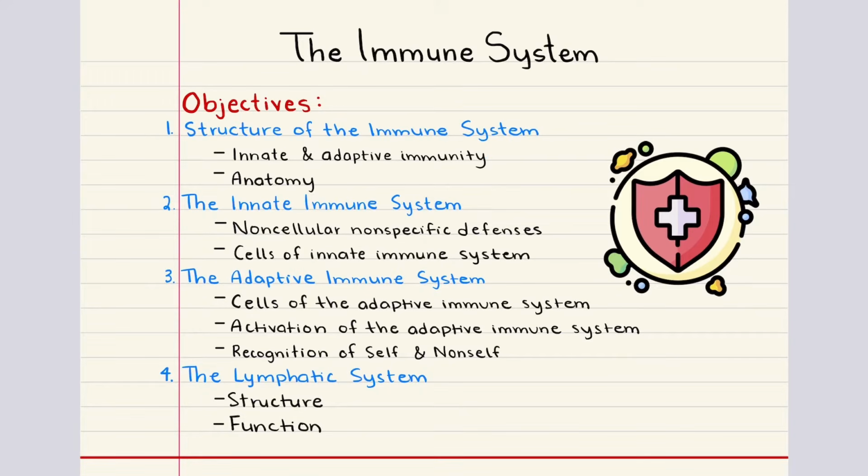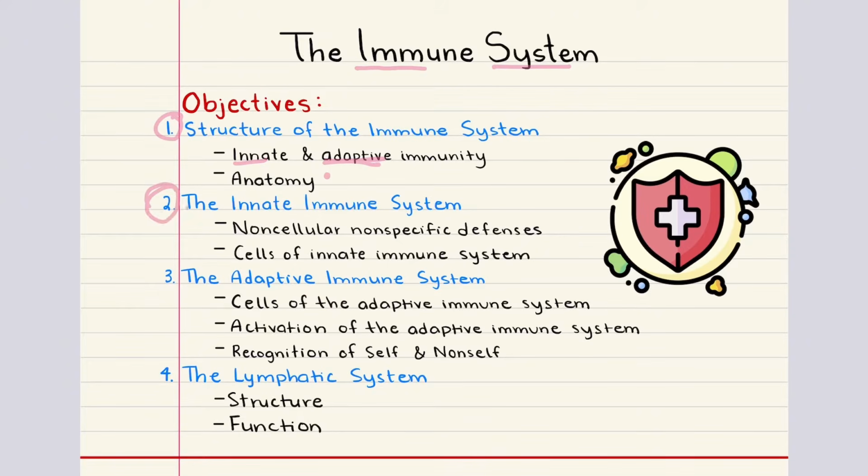Today we're going to cover Chapter 8 for our MCAT Biology playlist, and this chapter is titled The Immune System. Here we're going to cover the following objectives. First, we're going to look at the structure of the immune system. We're going to discuss the two main branches. The first is innate immunity, which is your body's rapid, non-specific defense. And the second is adaptive immunity, which is slower, but it's highly specific. We're also going to go over the key anatomical structures that make this system possible.